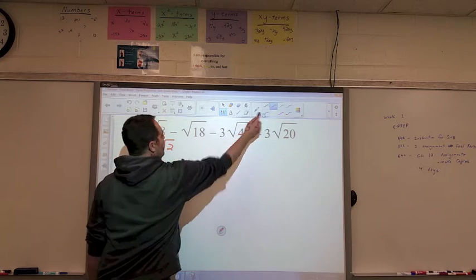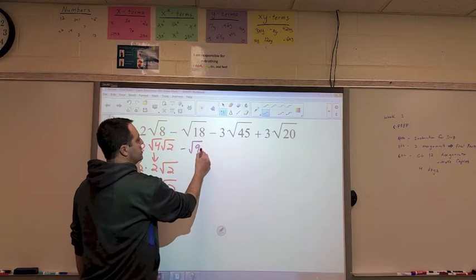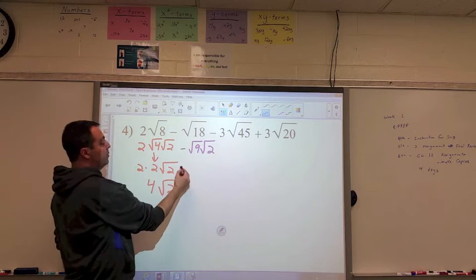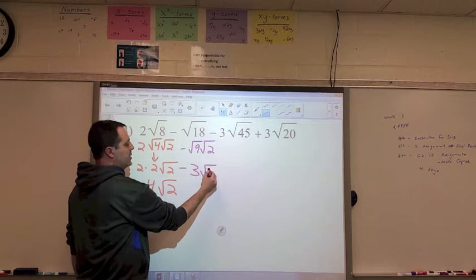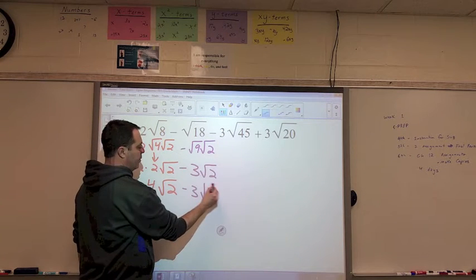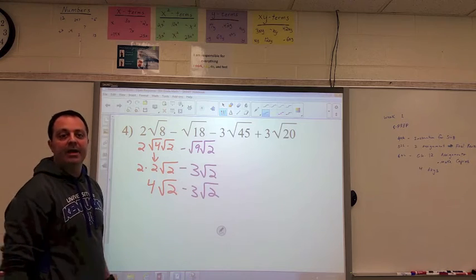Now we're subtracting the square root of 18, which is the square root of 9, times the square root of 2, or we're subtracting 3 root 2. We've got 4 root 2 minus 3 root 2. We'll simplify that in a second.